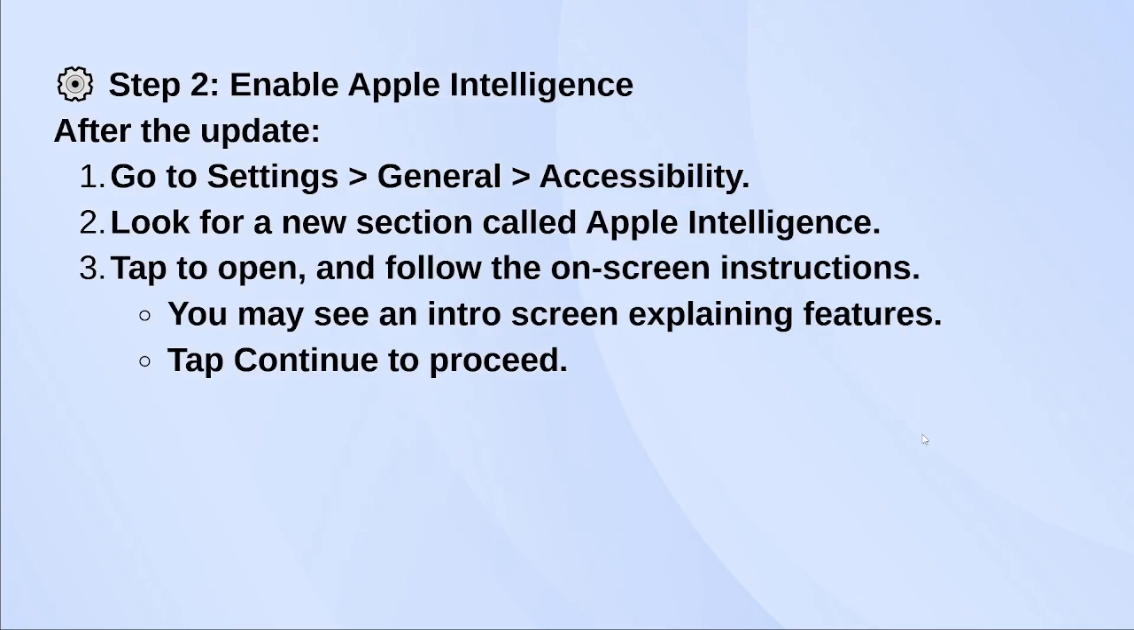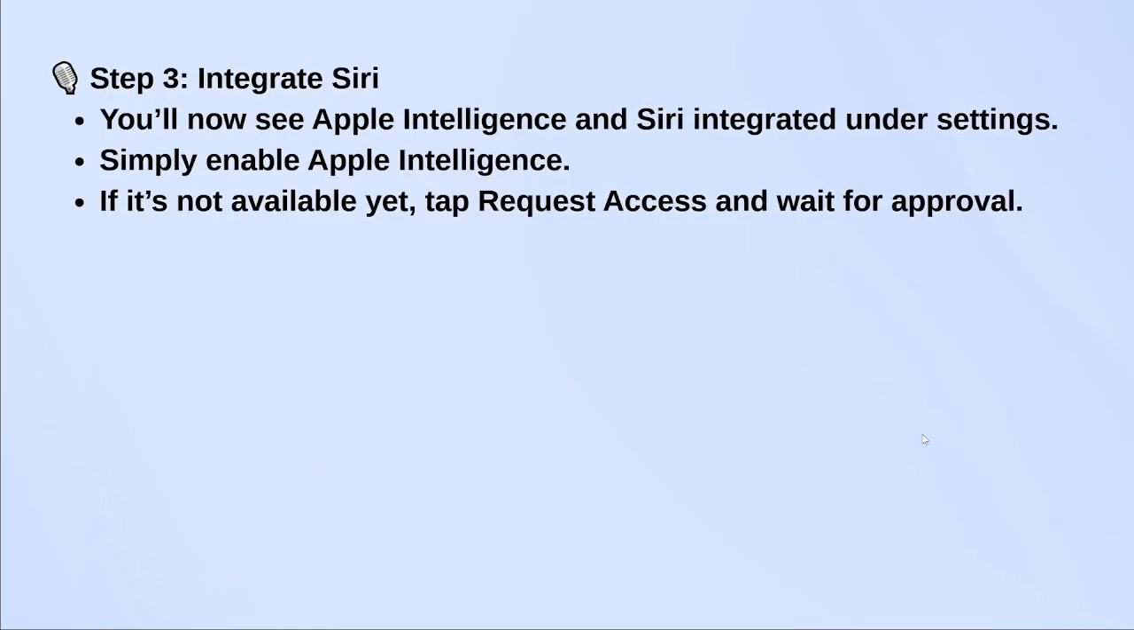Open Settings, Siri and Search, and you should see an option to enable Apple Intelligence for Siri. If that option doesn't appear yet, look for a button that says Request Access, tap it, and once Apple approves it, the feature will unlock automatically. There are two final settings that people often forget.